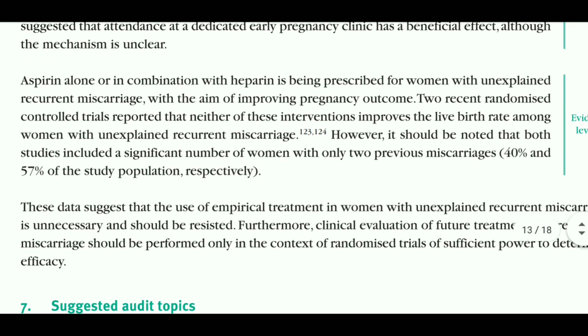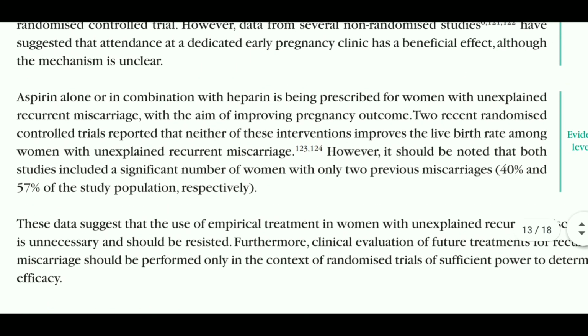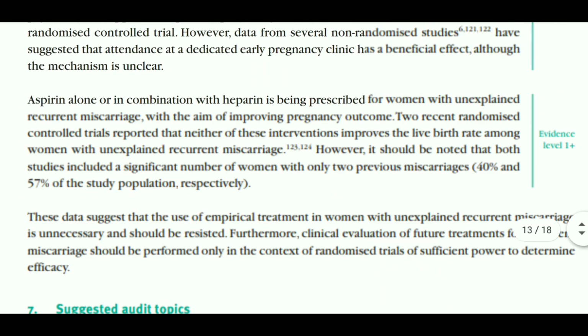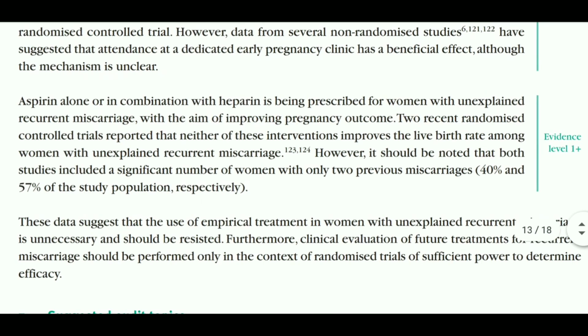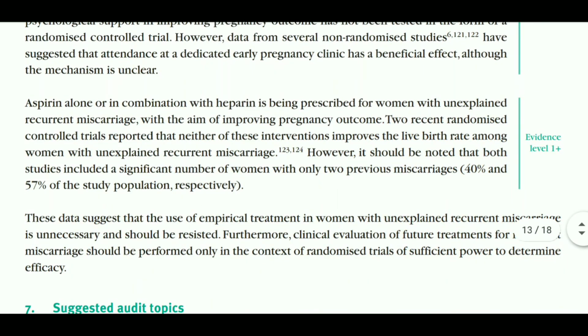Now, coming to the role of aspirin. Aspirin alone or in combination with heparin is being prescribed for women with unexplained recurrent miscarriages with the aim of improving pregnancy outcome. Two recent randomized controlled trials reported that neither of these interventions improved the live birth rate among women with unexplained recurrent miscarriages. However, it should be noted that both studies included a significant number of women with only two previous miscarriages, 40% and 57% of the study population, respectively.